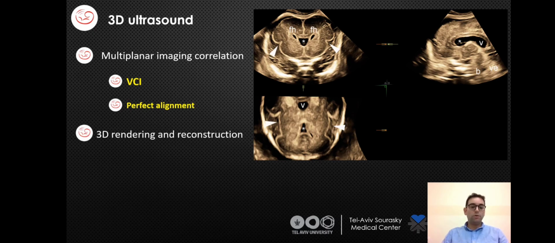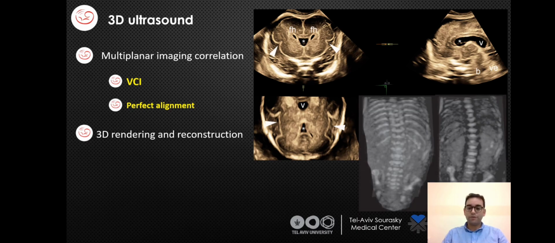Another tool which you should be using for the 3D imaging is the surface rendering, and this is a very helpful tool for the evaluation of the spine, and you can scroll in and out in the depth of the volume to evaluate the vertebra at different levels.